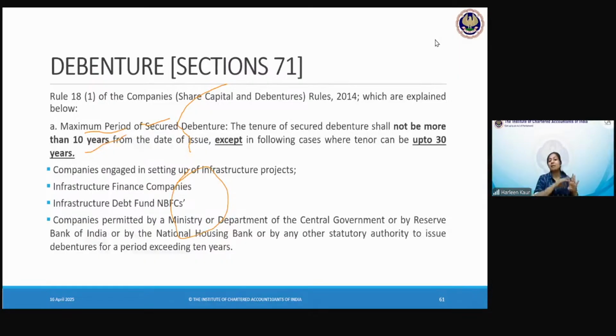So what are the four companies? Again, first two relates to infrastructure. If you are infrastructure project company, you are providing finance for the infrastructure. You are into infrastructure debt fund NBFCs or your national housing finance companies. Then again, you can issue debentures for exceeding 10 years, but it shall not be more than 30 years. Everyone is clear on this point?